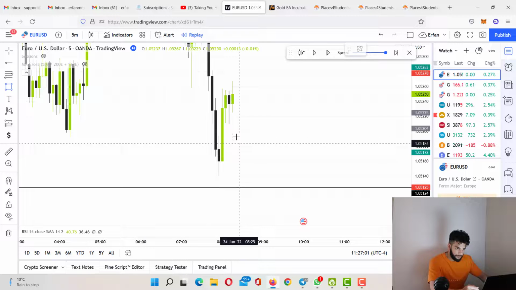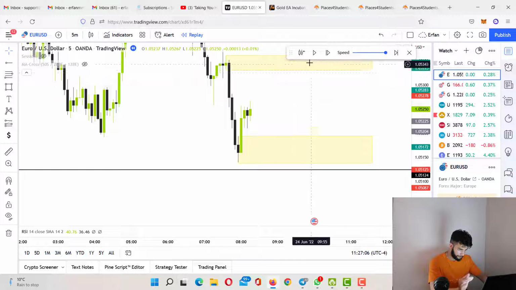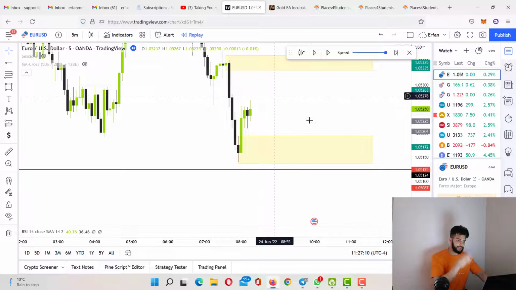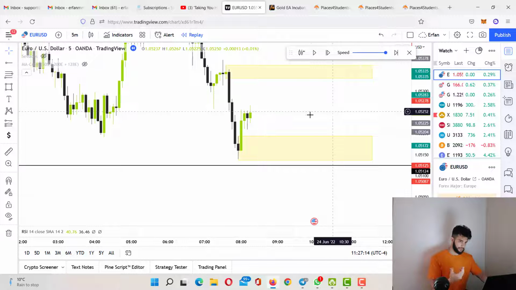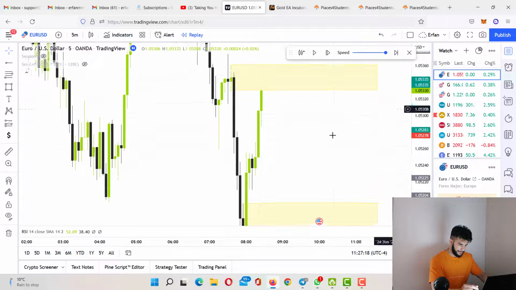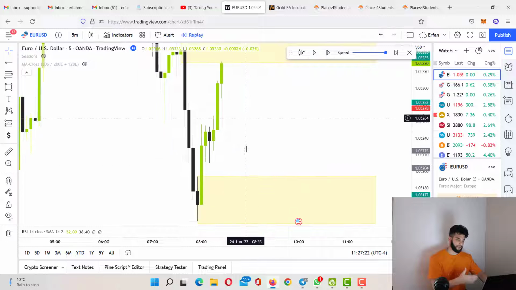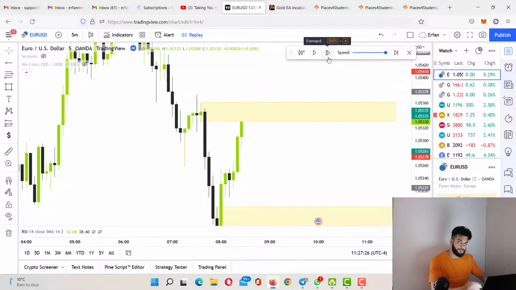Plus we have a high probability demand zone right here. So now we have two. Right now, because it's moving in the middle of these two important supply and demand zones, I'm just going to wait for it. As you can see, it made the move towards the upside way faster, so I'm not going to target this one anymore because it's already touched, and I'm going to wait for a better confirmation to take a sell trade.